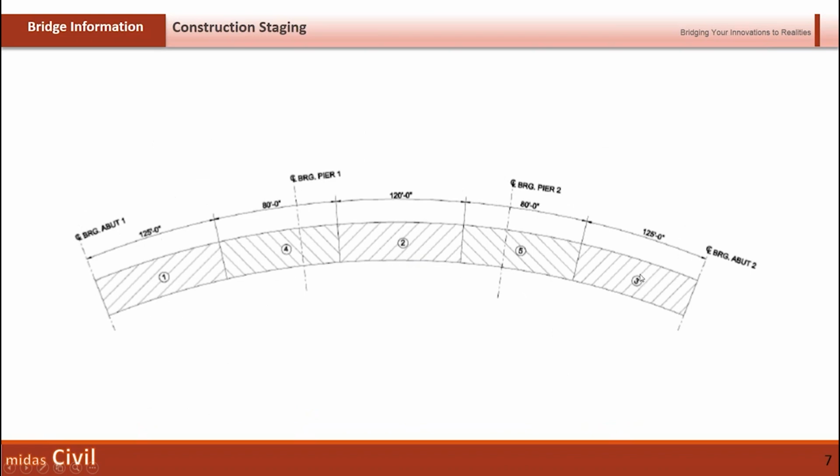This is the construction staging information. You have negative moment zones and positive moment zones. The positive moment zones will be constructed first, in the first stage, then the negative moment zones will be done in the second stage. So this is the construction staging information that we'll be using in our model.